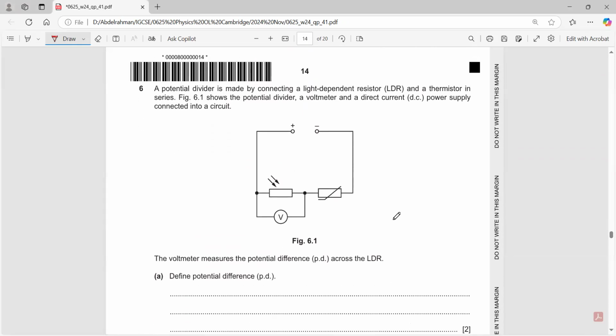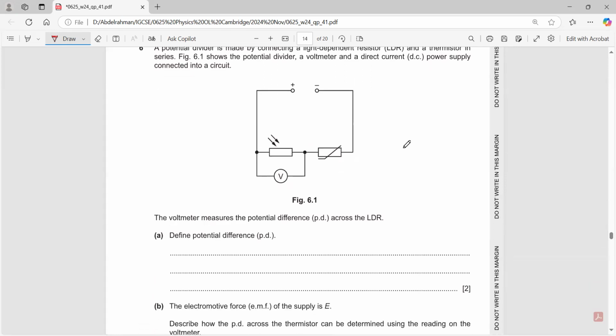A potential divider is made by connecting a light-dependent resistor and a thermistor in series. Figure 6.1 shows the potential divider, a voltmeter, and a direct current supply. The voltmeter measures the potential difference across the LDR, which is quite obvious. Define potential difference. What is the potential difference?